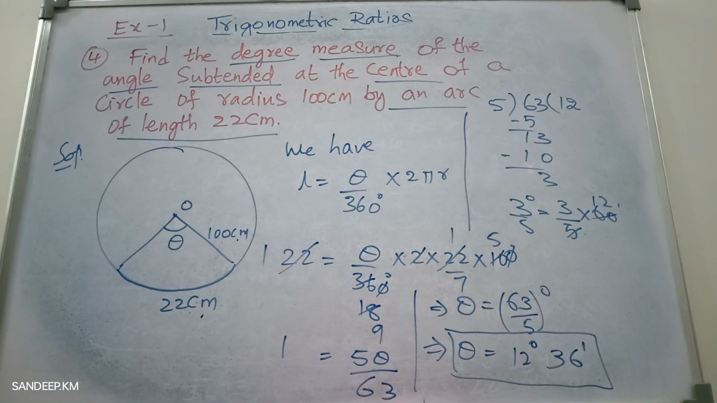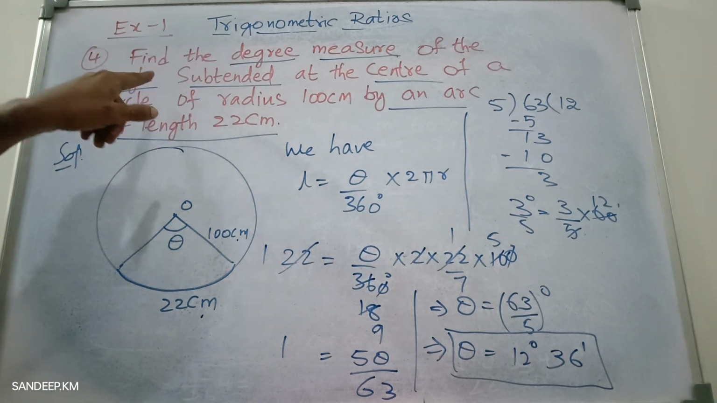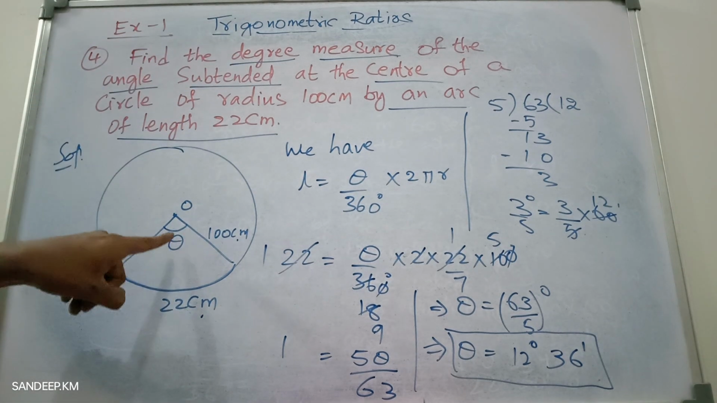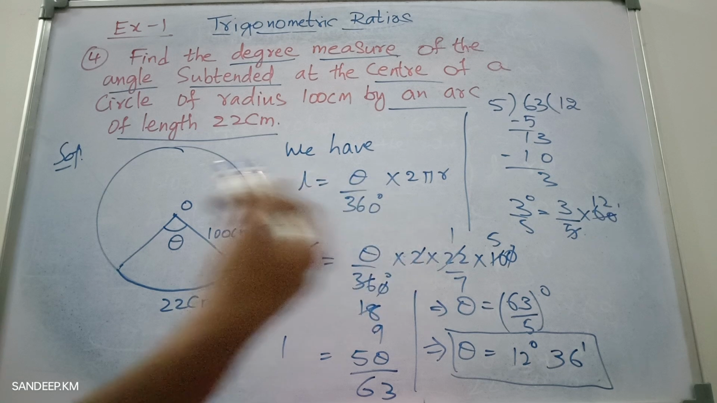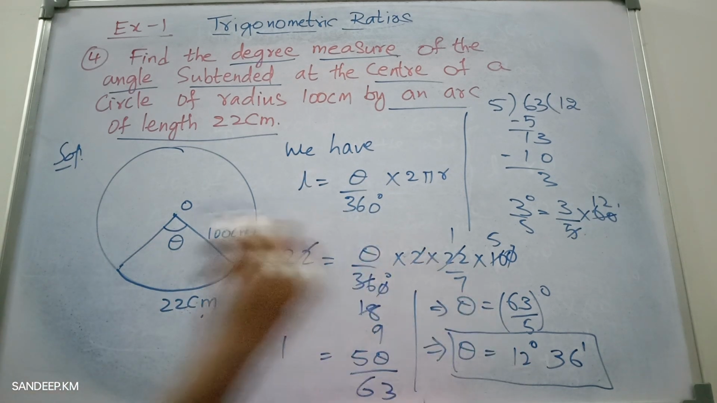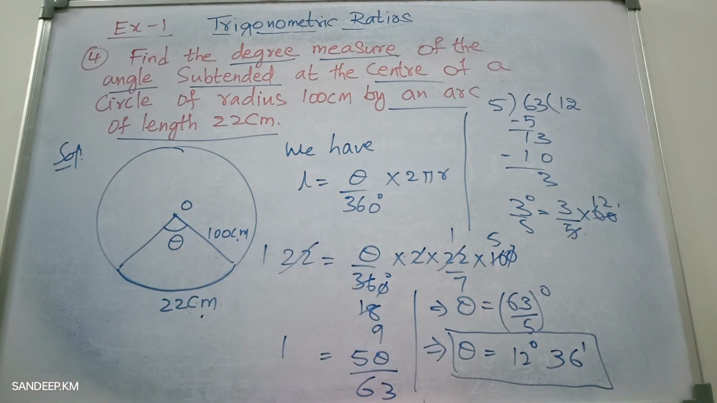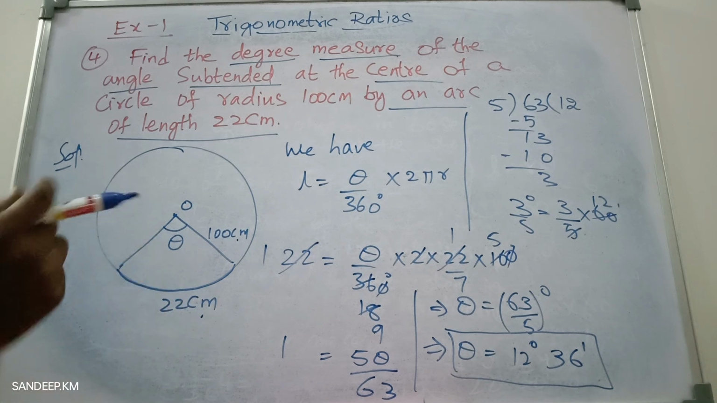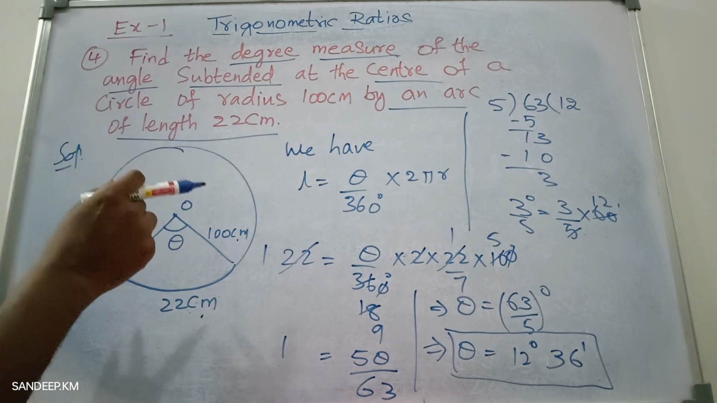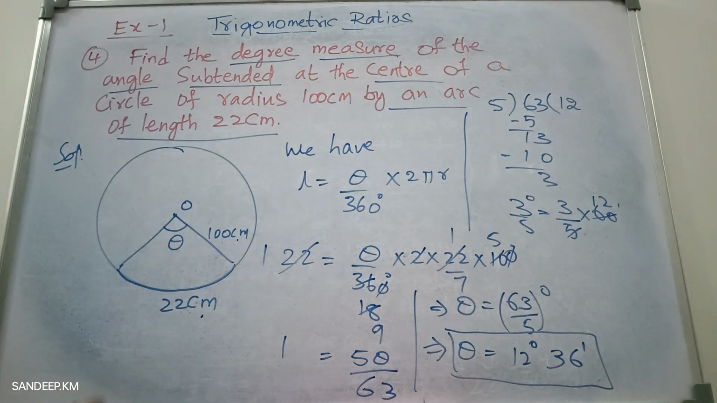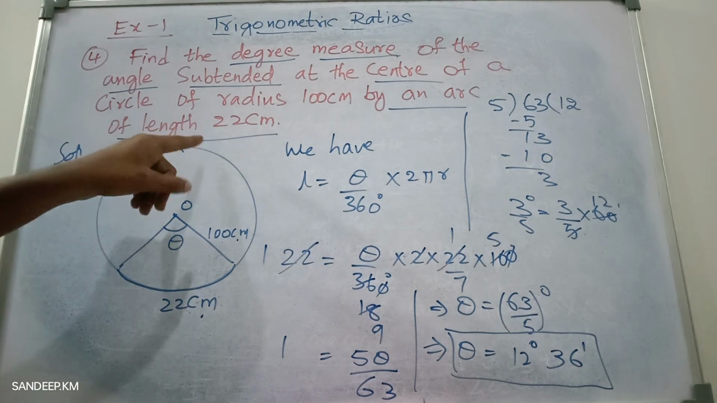Therefore, what is the degree measure of the angle subtended by this arc at the center? You can write the conclusion. Don't complete the answer like this. If you want full marks in these kind of questions, you must write the given information, and at the same time you must write the conclusion. So I forgot to mention the given information.